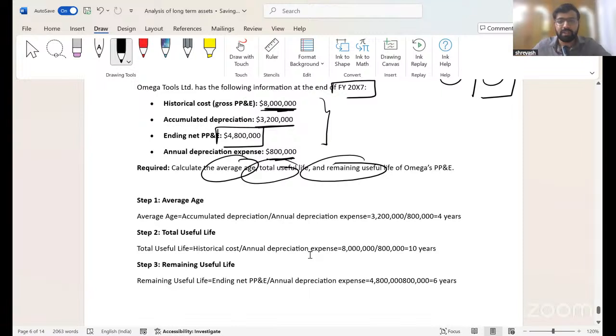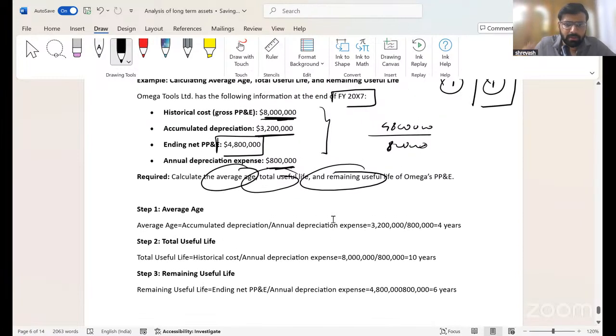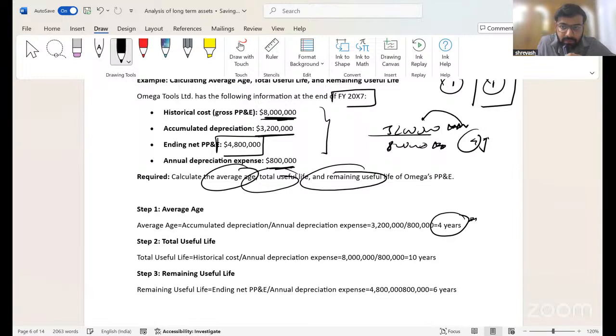Average age is very simple. You just have to take whatever the accumulated depreciation is. Every year I'm charging 8 lakhs. That tells me how many years of depreciation have been charged so far. Accumulated depreciation is 32 lakhs, so it tells me 4 years have passed so far. So the age of my asset is 4 years, because I have charged depreciation of 4 years. That tells me how many years of depreciation has been charged so far.